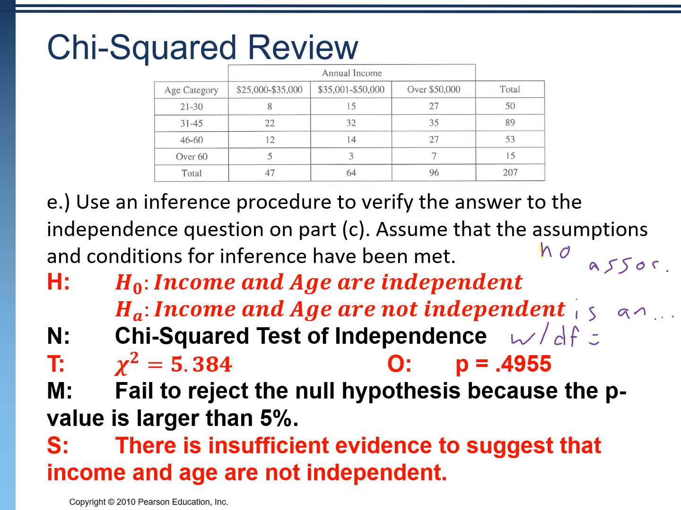And we're going to go ahead and put this into our calculator. So we would go into the matrix menu, which I believe is above the math button on a TI-84. We plug in that matrix, and then in your list of stats problems, you're looking for chi-square test. On an 89, it's called a chi-square two-way test. So that'll give us a test statistic of 5.384, a p-value of 0.4955. Obviously, that's too big. We're going to fail to reject the null hypothesis because it's larger than 5%. And we find that there's insufficient evidence to suggest that income and age are not independent. Remember, our second sentence is always about that alternative hypothesis.